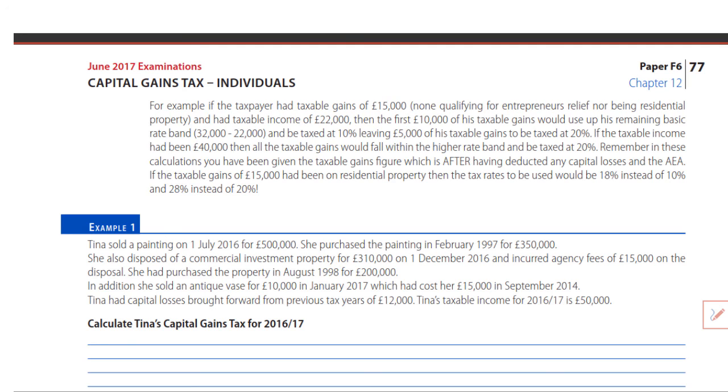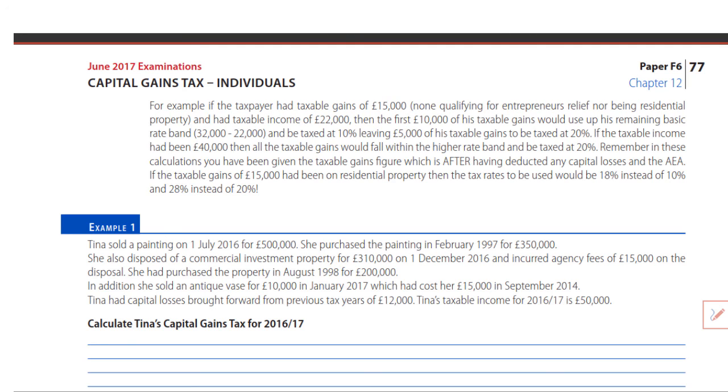So watch very carefully for the information they give you about gains and about income. Is it taxable gains or is it net gains? Have we already deducted or do you now need to deduct the AEA? In terms of income, is it taxable income or is it net income? Do you now have to deduct the personal allowance to get from net income down to the figure of taxable income? Okay, so here, as we've said, remaining basic rate band, for example, go back to that. Taxable gains of 15,000, non-qualifying for entrepreneurs relief, nor being residential property, taxable income 22, £10,000 would therefore be taxed at the lower rate, 5,000 at the higher rate.